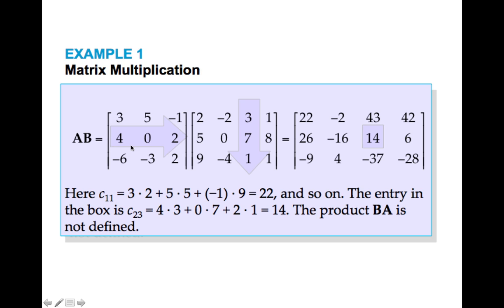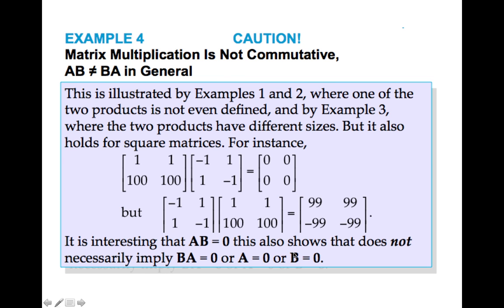Here's an example with numbers. So you can run through the numbers and make sure you follow how this example was obtained. This is for A times B. Once again, if we were to try to reverse this to get B times A, that would not be defined. And so as a general rule, A times B is not equal to B times A.